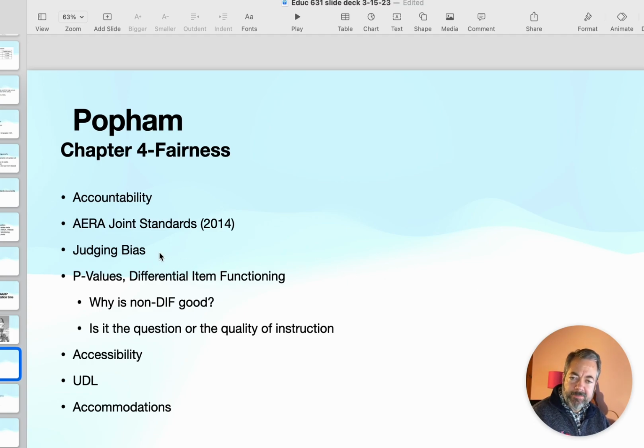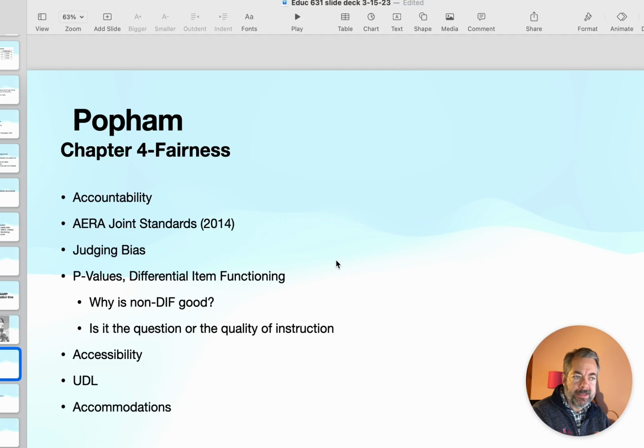A little bit on judging bias, which you've had before. We've talked about that quite a bit. A little bit of geekdom here. P-values and DIF. P-values is just the percentage the average kid gets right. But DIF is interesting. Differential item functioning means: does a question have any bias in it, such that certain groups of kids will not answer it as well as other groups?